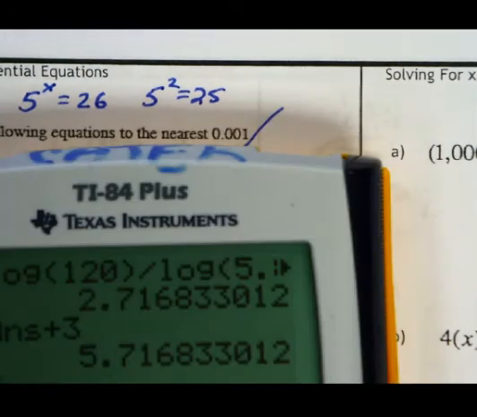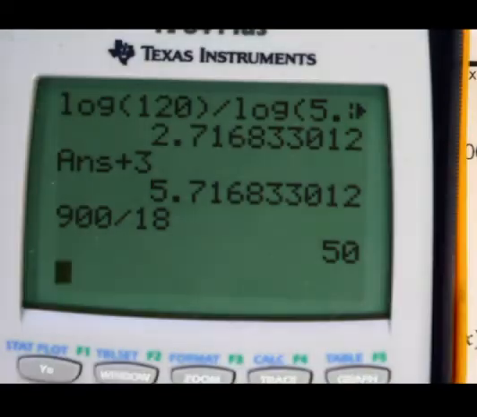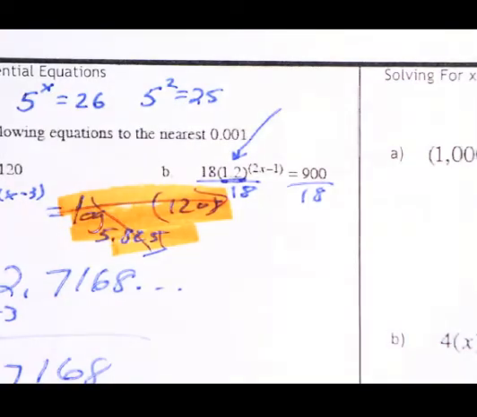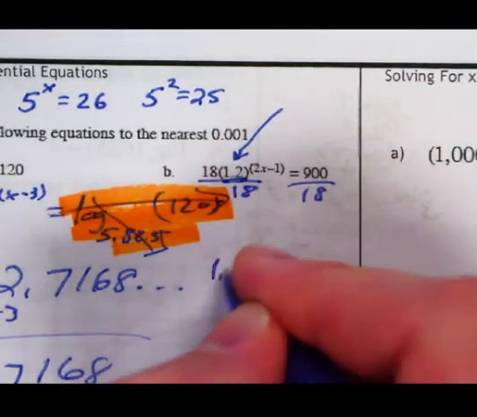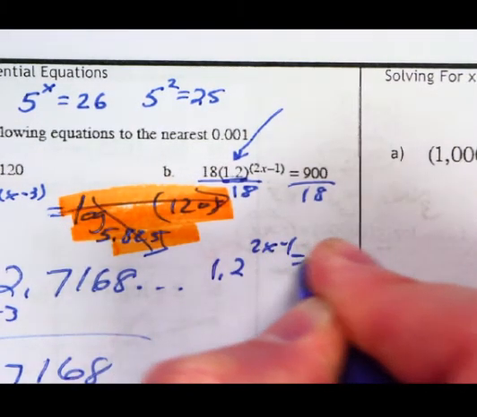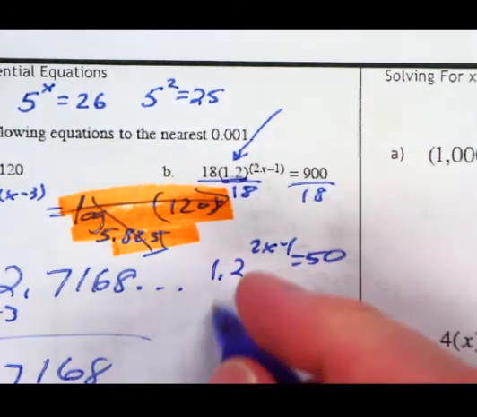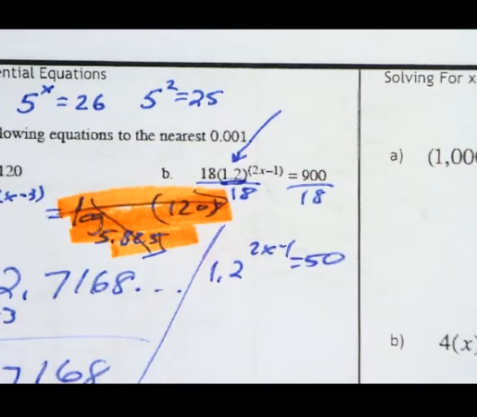So take 900 divided by 18, and I've got 50. So the 50 is what it's equal to. So 1.2 times 2 to the x minus 1 equals 50. And then now I can do the log base on that other side.